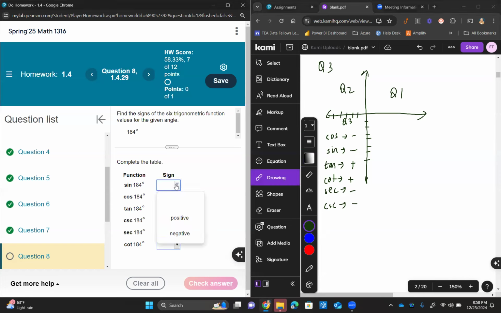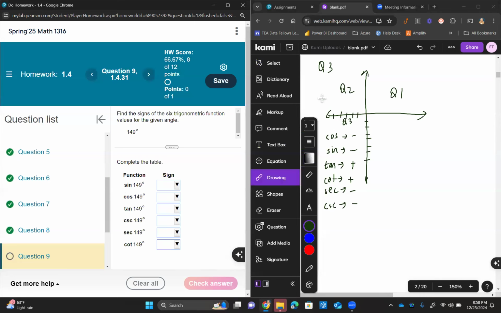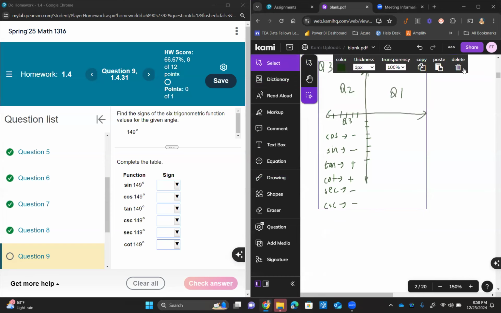So sine will be negative, cosine will be negative. That makes tangent to be positive. Cosecant uses the same thing as the sign of sine. Secant uses the same thing as sign of cosine. And cotangent is going to be the same sign as tangent. So only two things will be positive and the rest of the things will be negative here. So now, next question is an angle which is going to be in quadrant 2.